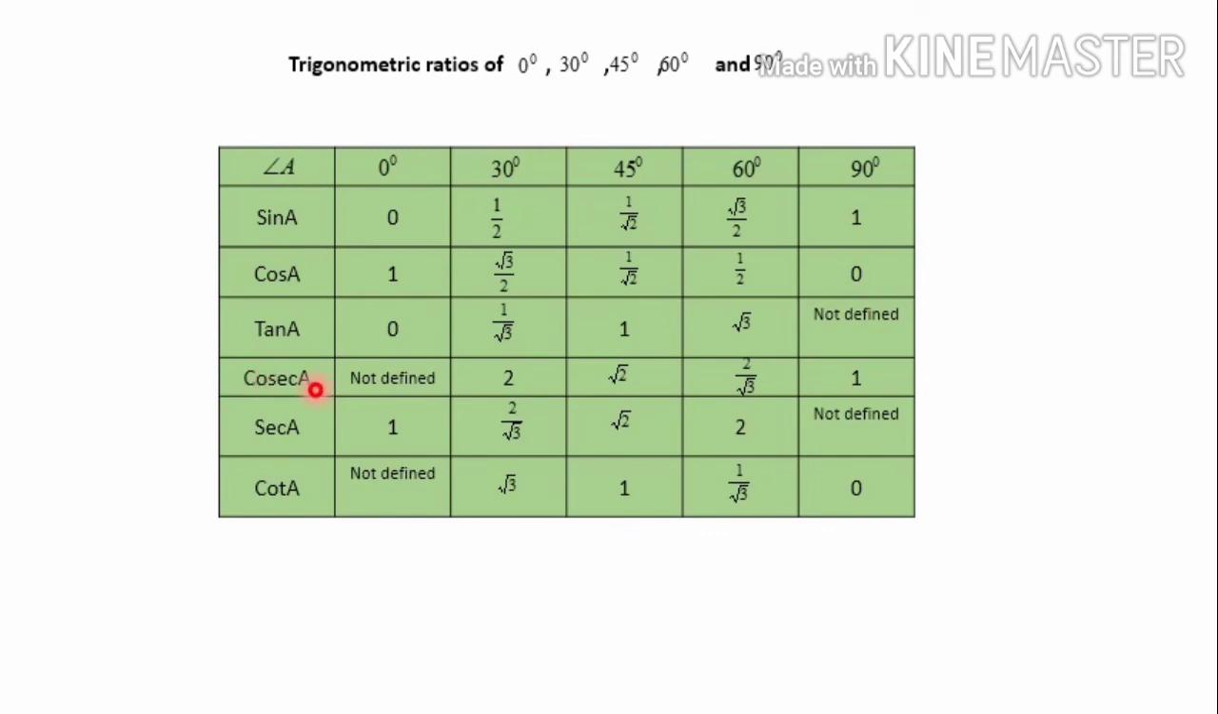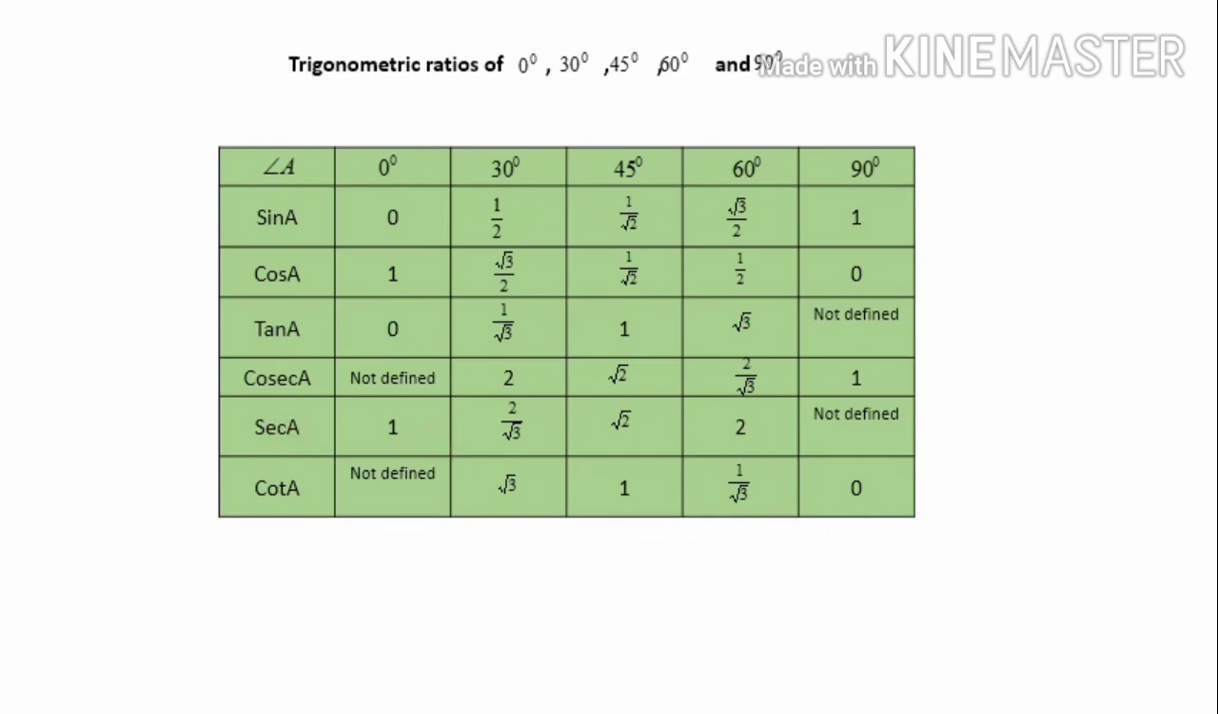Again, for getting the cosec value, just take the reciprocal of sine. Sine value is 0, so 1 by 0 is cosec 0, that is not defined. Then 1 divided by 1 by 2 is 2. 1 divided by 1 by root 2 is root 2. 1 divided by root 3 by 2 is 2 by root 3. Then 1 divided by 1 is 1.